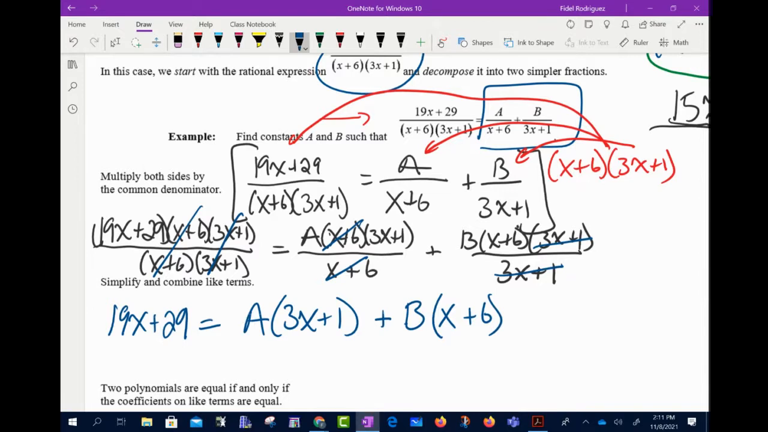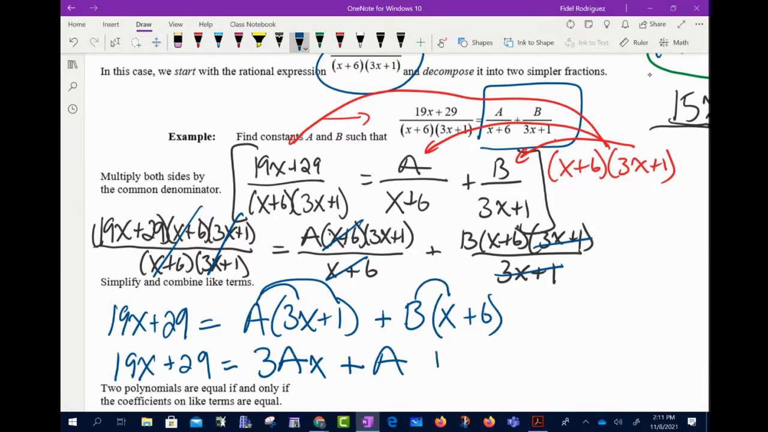All right. I'm almost done, y'all. I'm going to write this as 19x plus 29, and I'm going to start distributing this a. So a times 3x, this is how I'm going to write it, y'all. I'm going to write it as a 3a with an x, and a times 1 is just an a. And then we'll do the same thing here. B times x is just going to give me a b with an x, and b times 6 is going to give me a 6b.